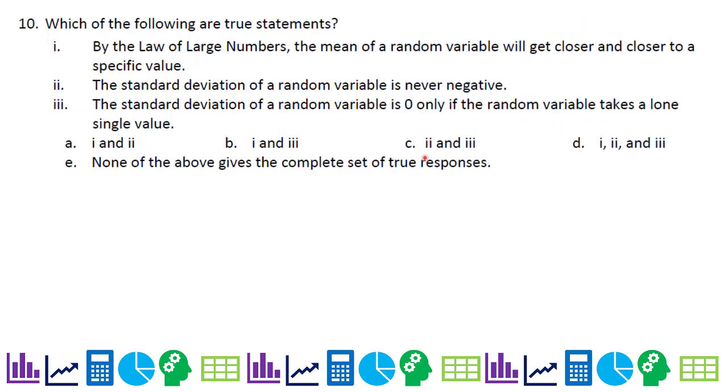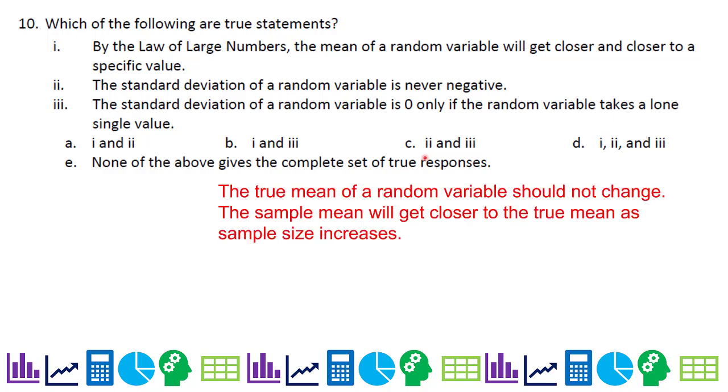Number 10. Which of the following are true statements? By the law of large numbers, the mean of a random variable will get closer and closer to a specific value. Really tempting to go with that one, but the true mean of a random variable isn't going to change based on sample size. Now, your statistic, your sample mean will get closer to the true mean as sample size increases. But this one isn't talking about the true mean, so we say false.